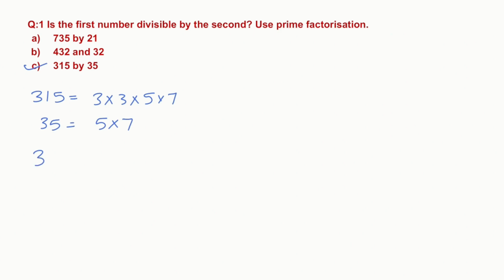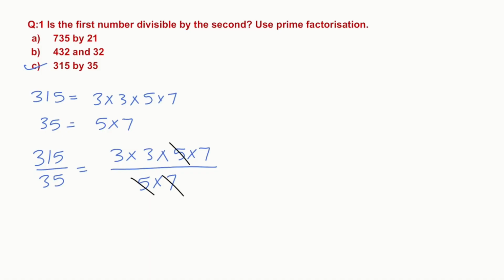Now we will check. 315 divided by 35 equals 3 times 3 times 5 times 7 over 5 times 7. Again we will use the cancellation process. 5 will be cancelled with 5 and 7 will be cancelled with 7. So we are left with 3 times 3, and in the denominator 1 times 1. So 9 over 1, which is 9. So yes, 315 is divisible by 35.